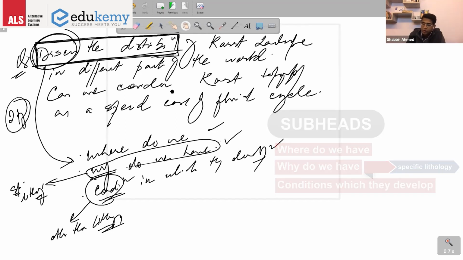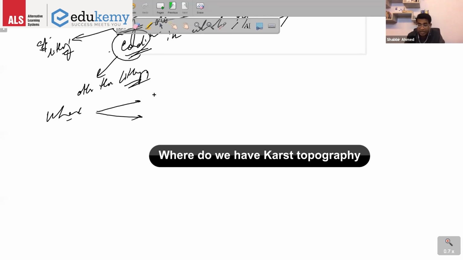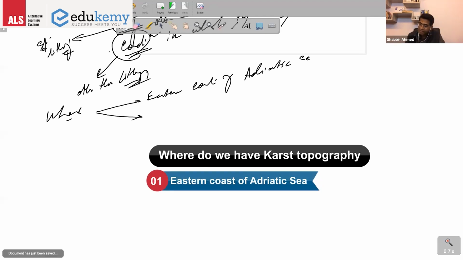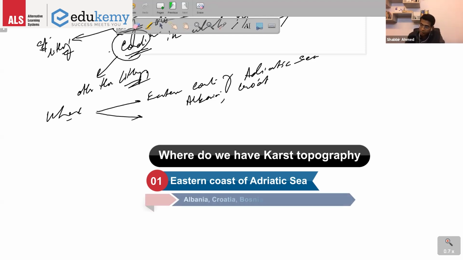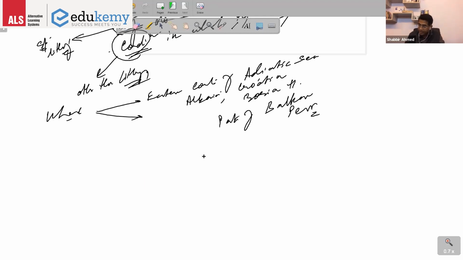To discuss the distribution, if you look at where do we have karst topography, the most famous is, yes, now you say they are on the eastern coasts of the Adriatic Sea. So we have parts of Albania, Croatia, Bosnia Herzegovina. They are parts of the Balkan Peninsula. If you write like this, it will seem that you know the geography.